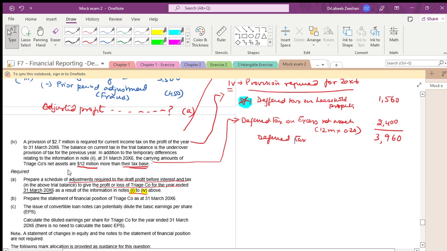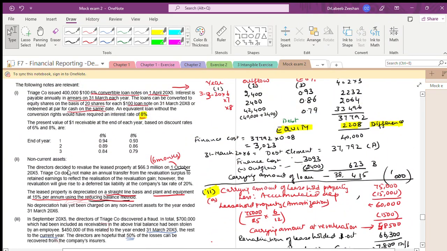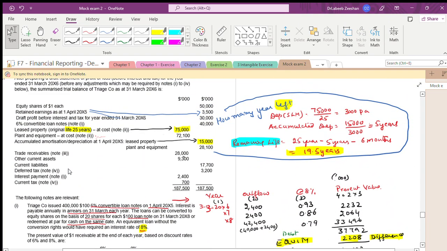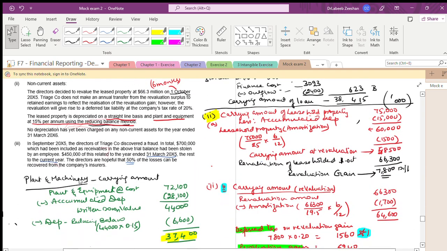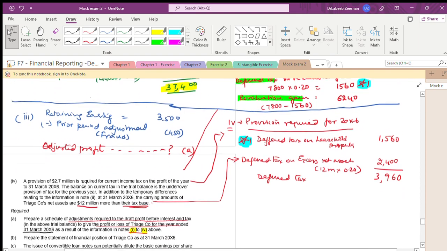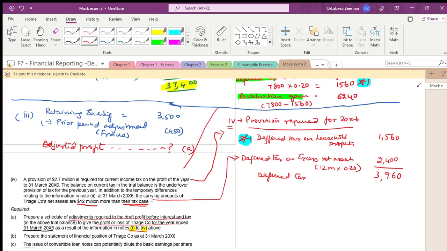Go back to the balance sheet and see how much deferred tax they have done. They have given a deferred tax. This is the interest payment, this is the current tax. How much is the deferred tax? 3,000, so already there is a provision. Is that an over provision? If it is on the credit side, deferred tax over provision.